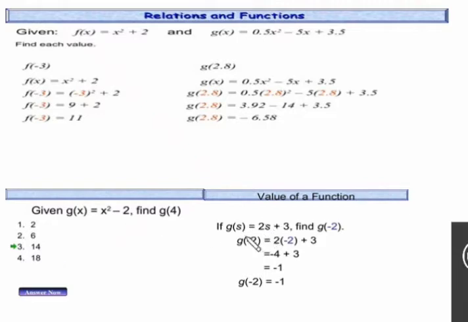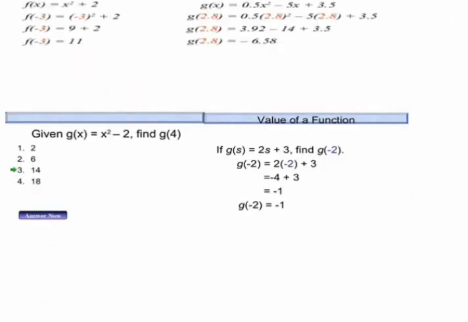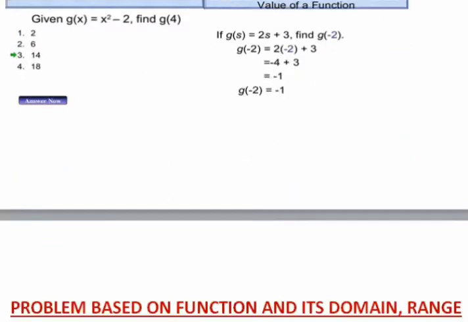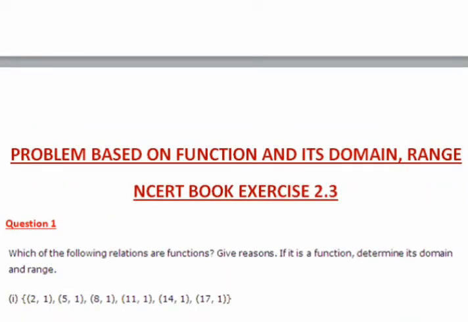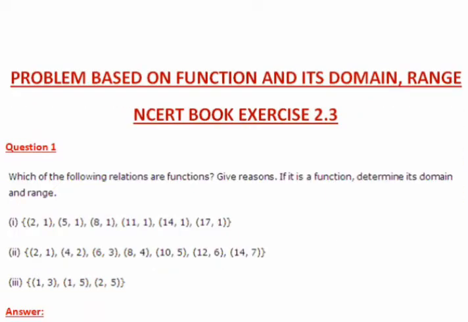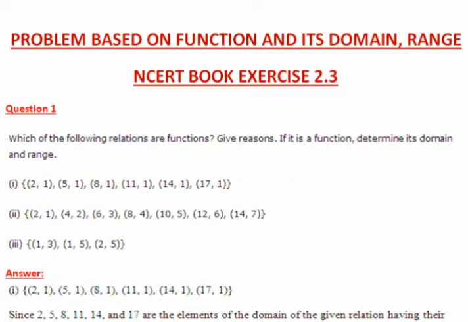Now next, g(s) is equal to 2s plus 3. Find g(minus 2). We put s equal to minus 2 in place of s. We get the result minus 1. In this way we find the functions at any point. Now for further examples we are going to discuss the NCERT book exercise 2.3.